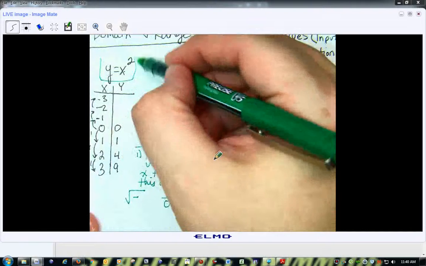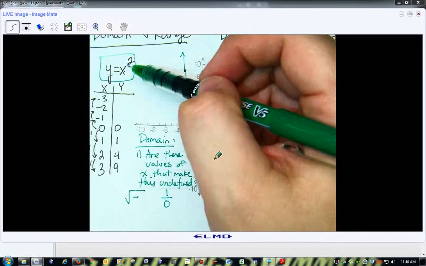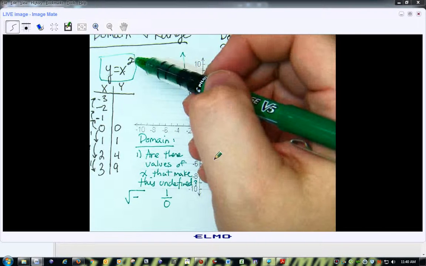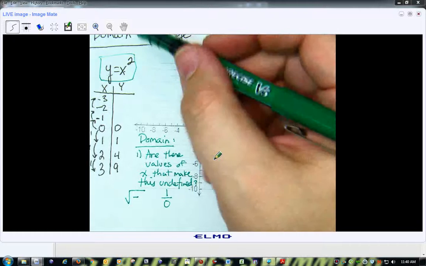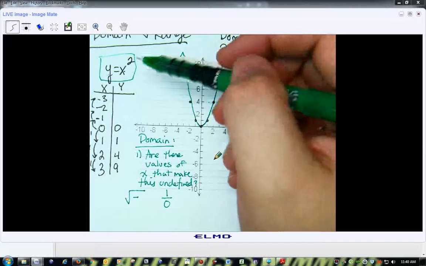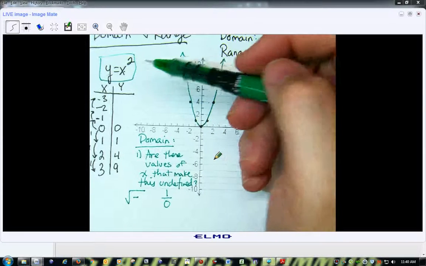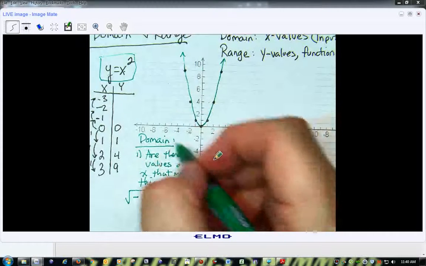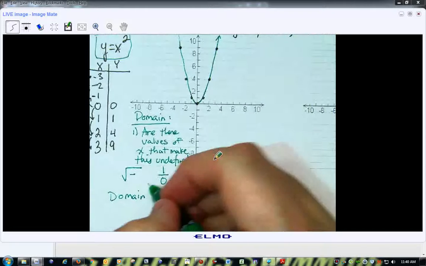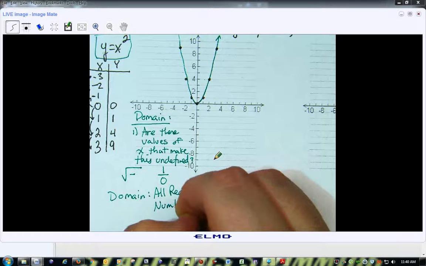If I plugged in an x value, am I going to get a square root of a negative number at all if I'm squaring it? No, because I'm squaring it. So I'm not even using a square root. Am I dividing anything here? No. So are there any x values that I can't put into this equation? No. So my domain is going to be all real numbers.